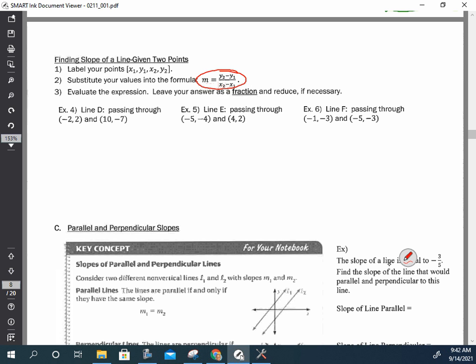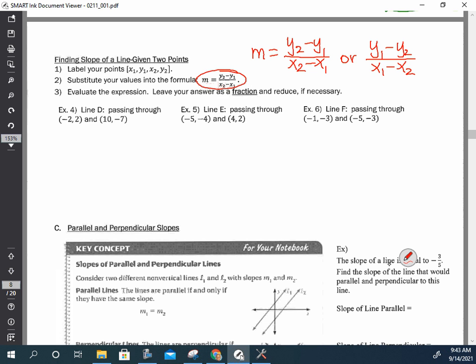The x's always go on the bottom. So y2 minus y1 divided by x2 minus x1. Now, some teachers will teach it the other way around, y1 minus y2 over x1 minus x2. That's okay. Either way is okay. You just have to make sure you are consistent. Pick one format and stick with it.